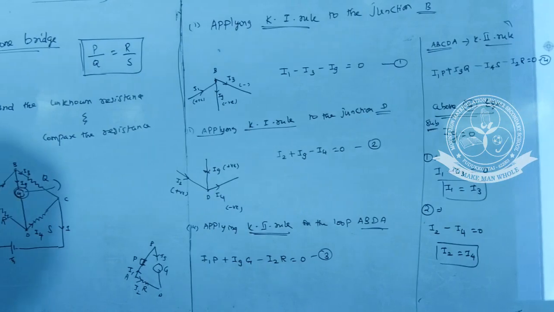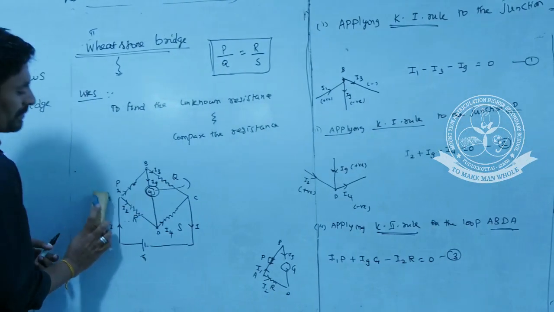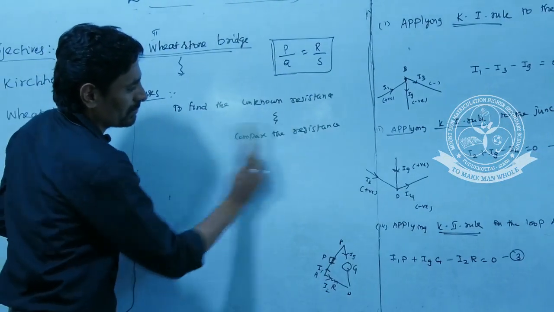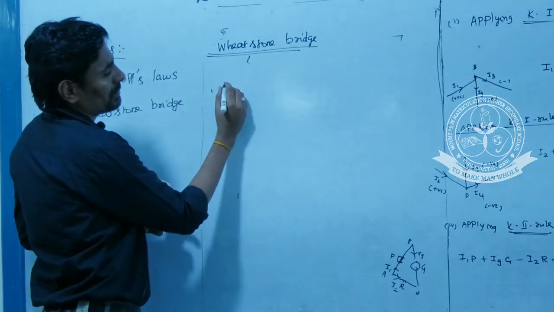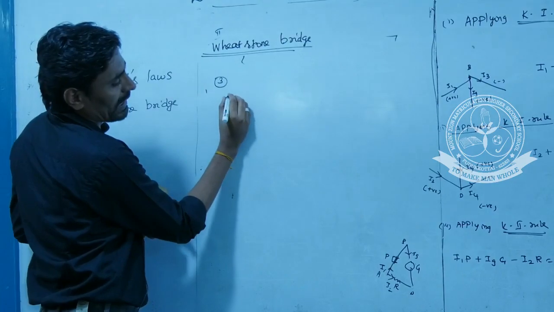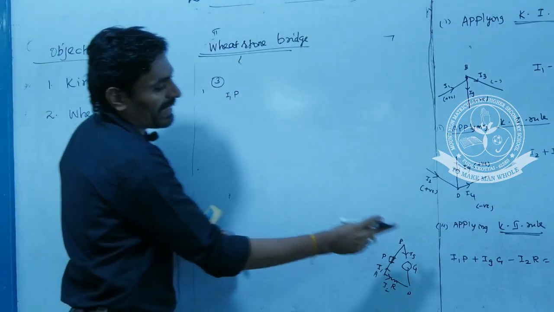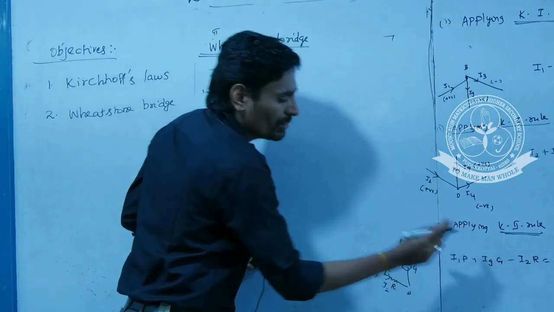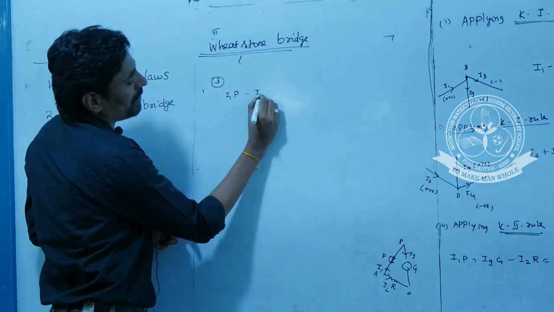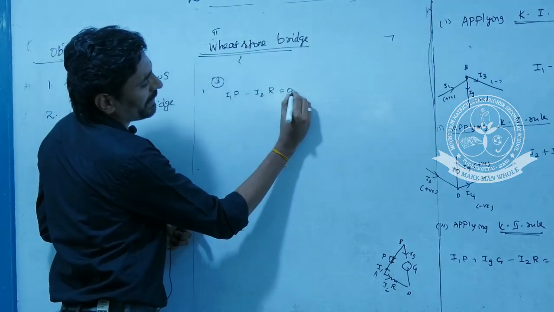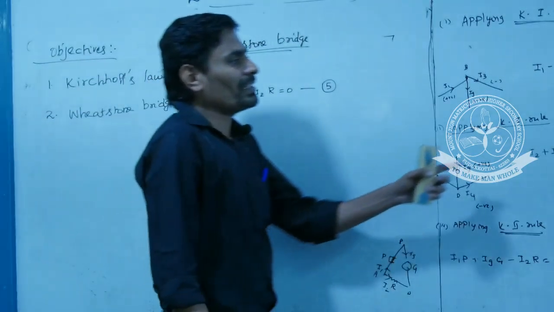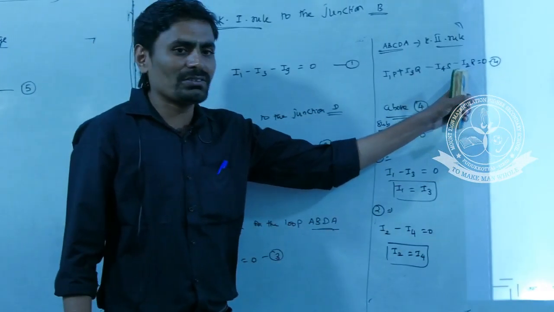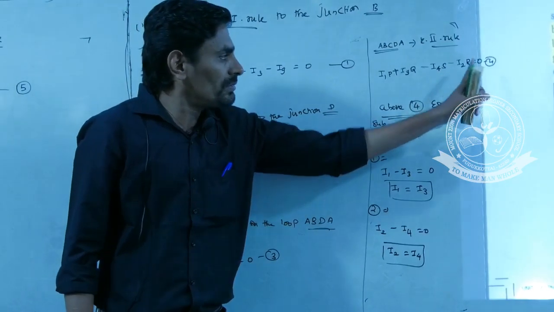Then we write the third equation. What is the third equation? In the third equation, where Ig equal to 0, this term is fully 0. So it can be written as I1P minus I2R equal to 0, which is equation number 5. Then we write equation number 4. There is no Ig, so it cannot be used.